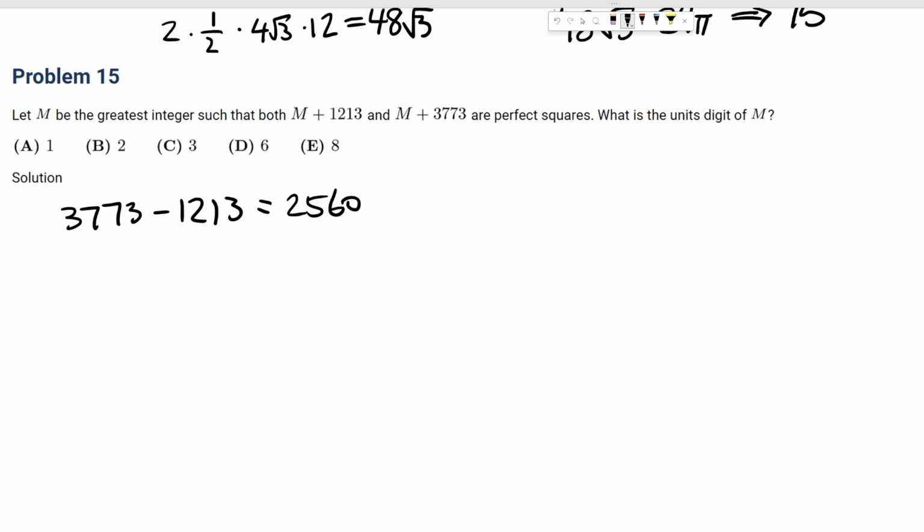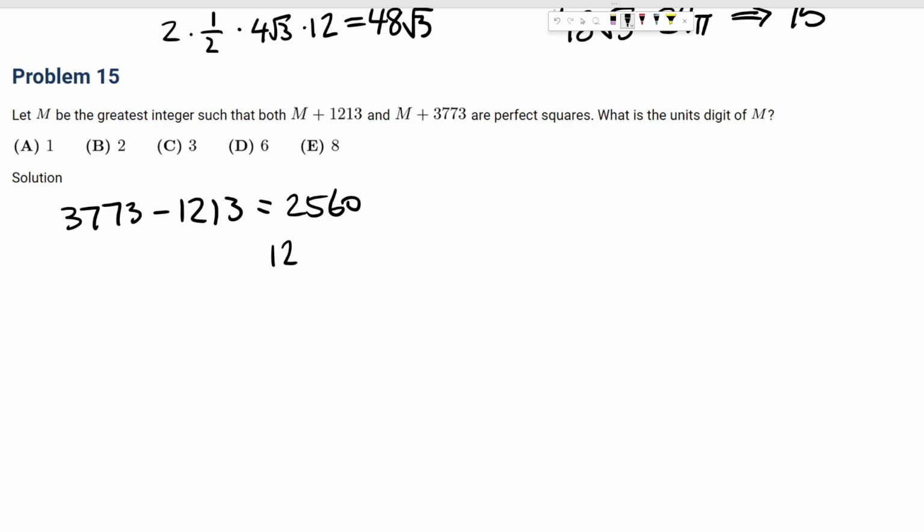So these two numbers, if we list out the squares, we want them to be as close together as possible, because that'll mean that m is as big as possible, because the bigger the numbers are, the farther away squares are. But perfect squares always differ by an odd number, and 2560 is not odd. So that means these cannot be consecutive perfect squares. Instead, let's try to have one perfect square between them.